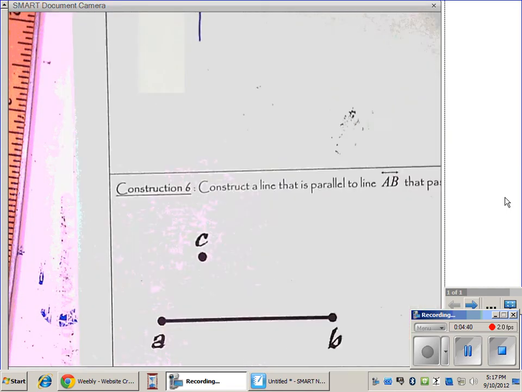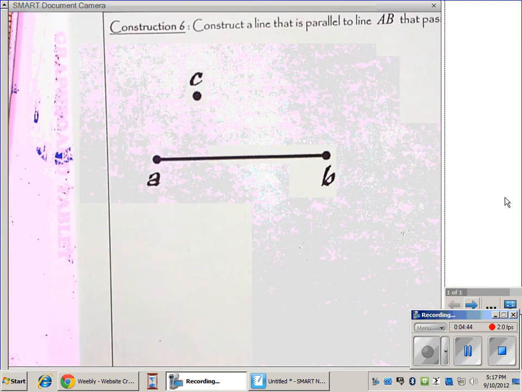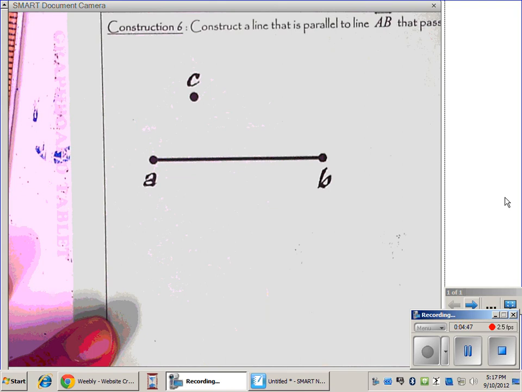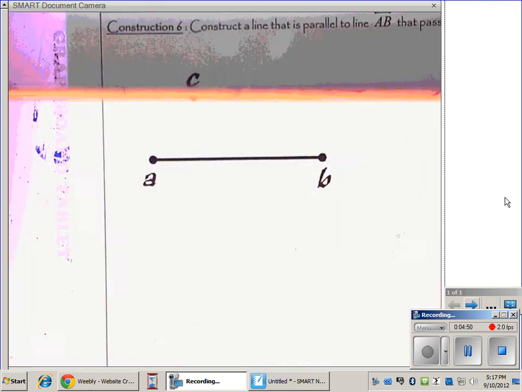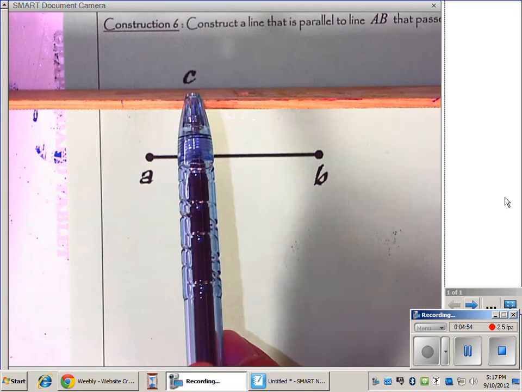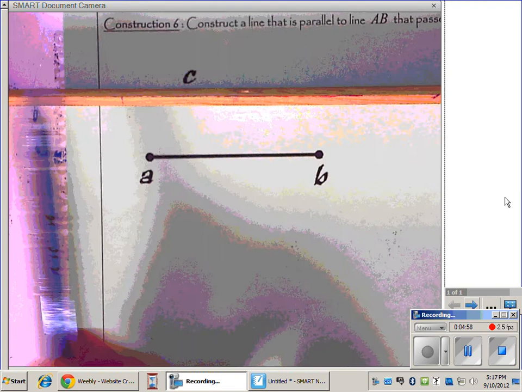In construction 6, I'm asked to make a parallel line. So again, think about reflection. Think about where this other point could be. If I want a line parallel, I'm wanting a line oriented roughly like this. So again, if I already have C here, I can pick any other point along this line, and that should be parallel.